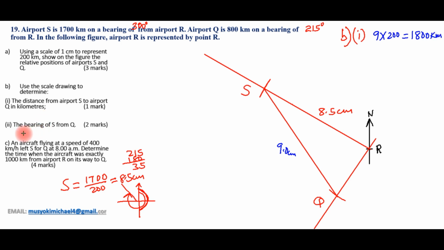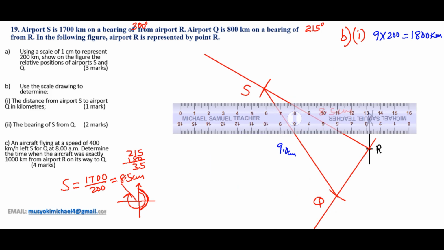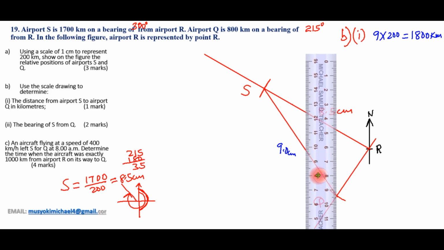Then at Roman 2, the bearing of S from Q. So the bearing of S from Q will be, so we are going to draw the true north at point Q. So at this particular point we draw the true north.